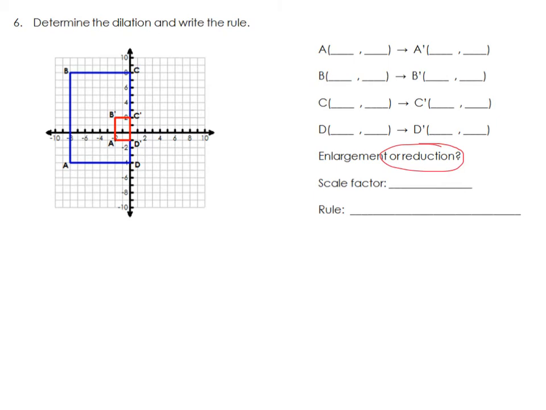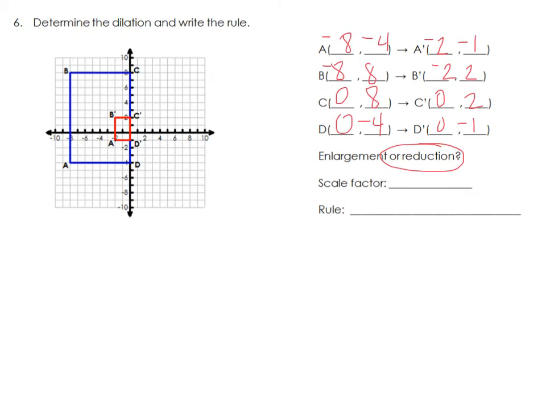So let's identify the coordinates. A is -8, -4. B is -8, 8. C is 0, 8. D is 0, -4. A prime is -2, -1. B prime is -2, 2. C prime is 0, 2. And D prime 0, -1.